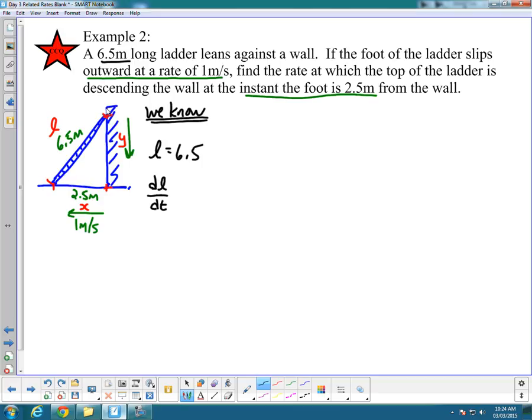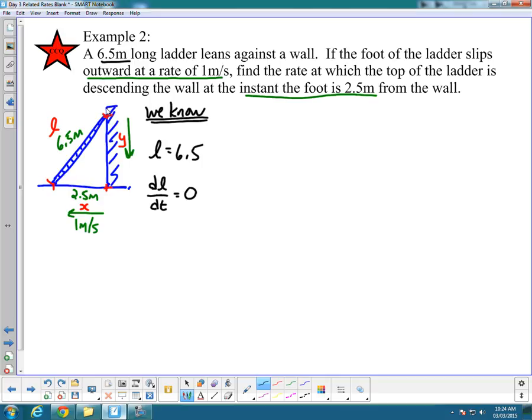So hopefully you and your elbow partner have talked about this and realized that the ladder's length doesn't change. It stays the same. Because the ladder length doesn't change, dL by dt is actually 0. It doesn't say it's 0 meters. It says it doesn't change. So the derivative, the related rate, is 0.